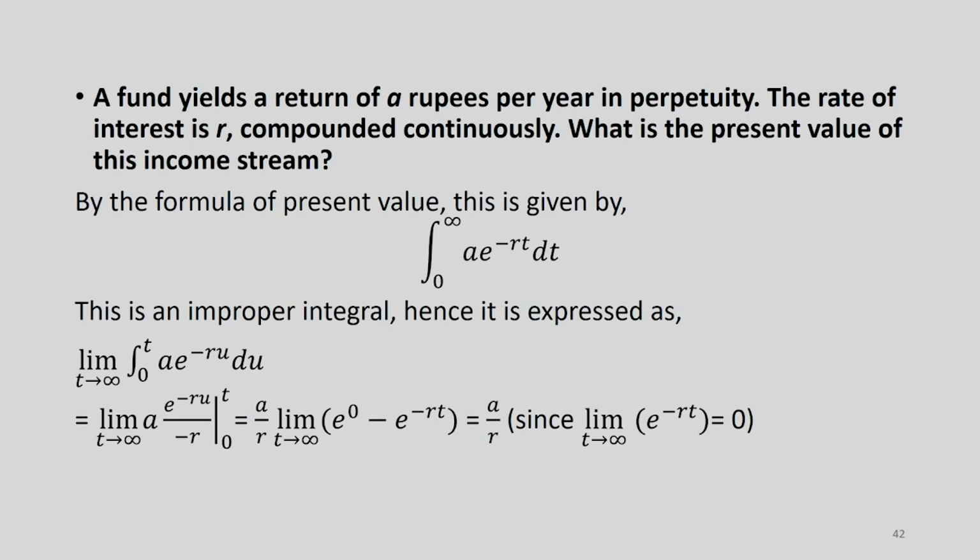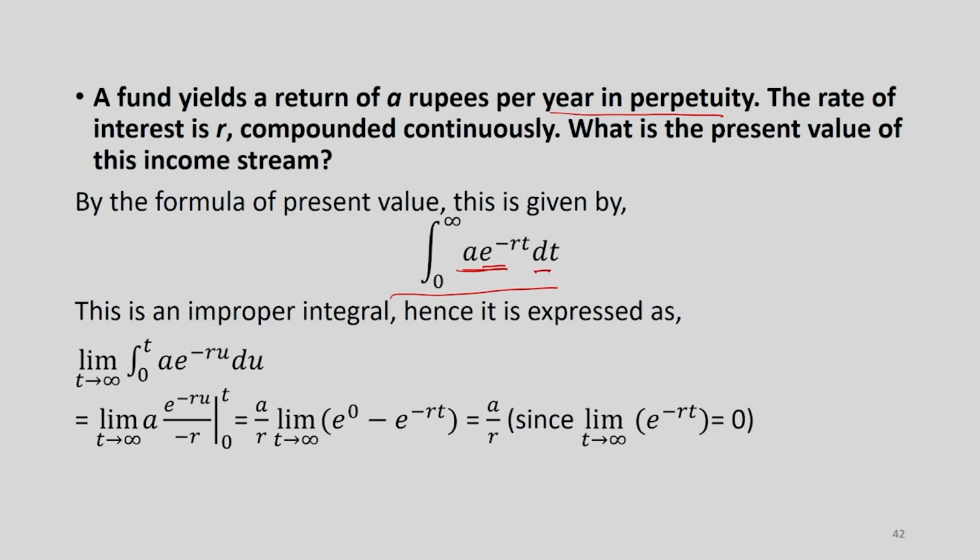Now, the formula of present value, if you have continuous compounding, is given by this. So, integration from 0 to infinity. Why infinity? Because this return is coming in perpetuity, forever. And what is the return in each year? This is given by A. But this is in the future, so I have to discount that. So, we get e to the power minus RT dt.